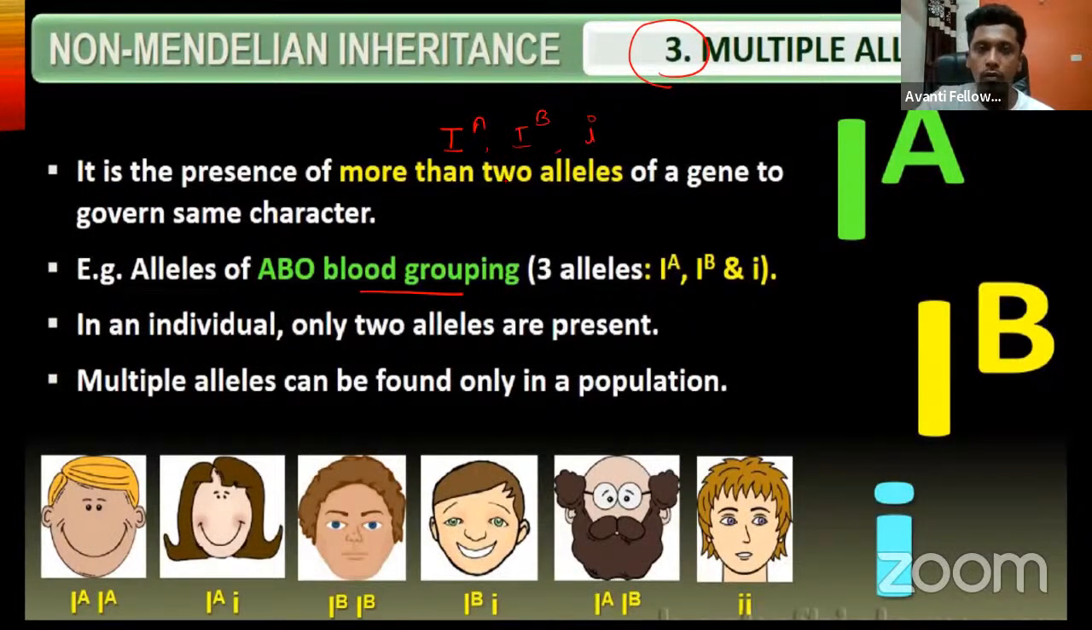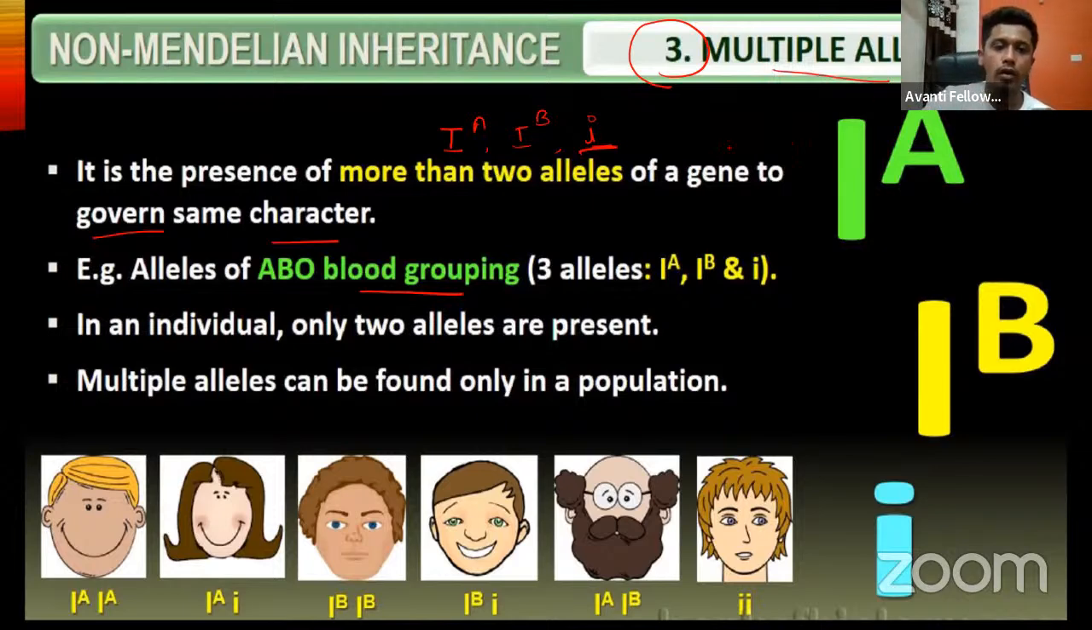Till now, when we talked about monohybrid cross, dihybrid cross, or even incomplete dominance, we only saw two types of alleles, either tall or dwarf, or red or pink. We have never seen another allele controlling a character. So whenever we have more than two alleles governing a character, we call it a multiple allelic condition.